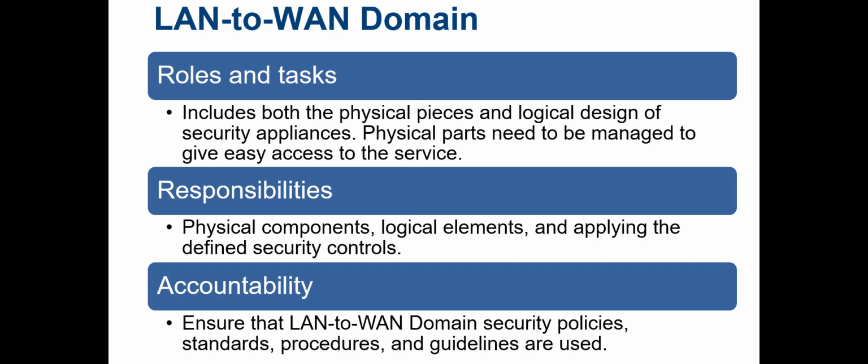The LAN-to-WAN domain is where the IT infrastructure links to a wide area network and the internet. Unfortunately, connecting to the internet is like rolling out the red carpet for the bad guys. The internet is open, public, and easily accessible by anybody. Most internet traffic is clear text. That means it's visible and is not private.